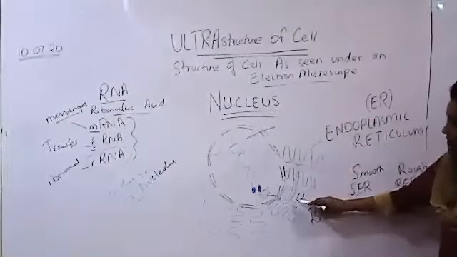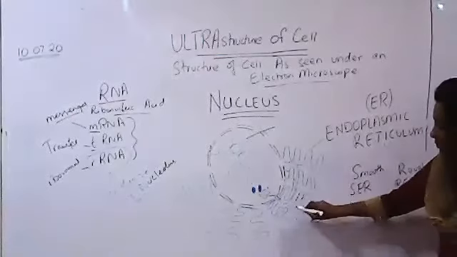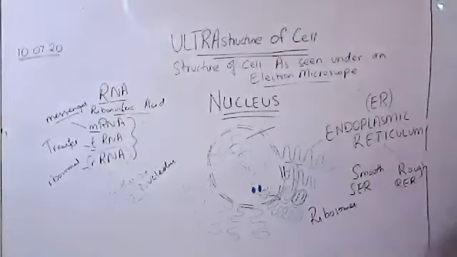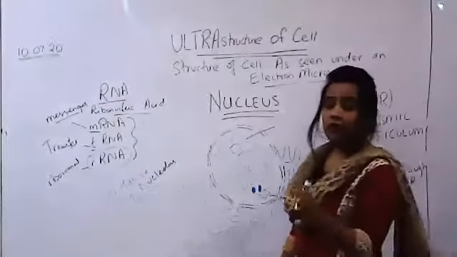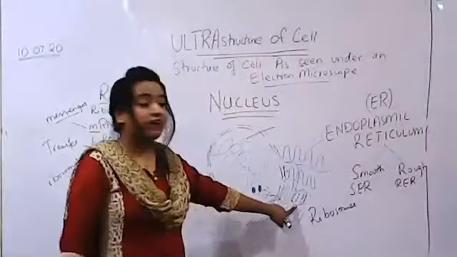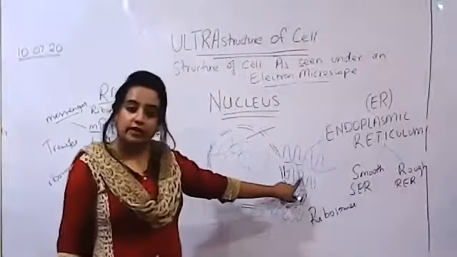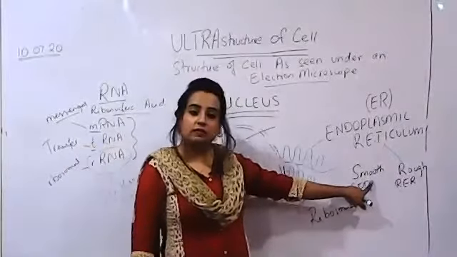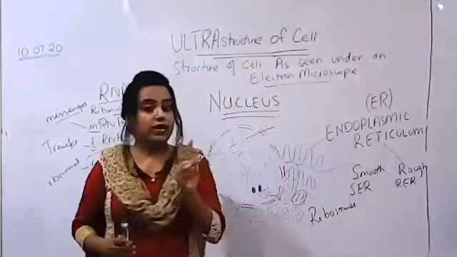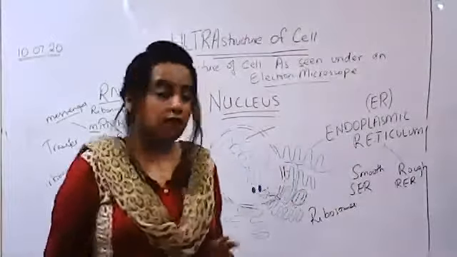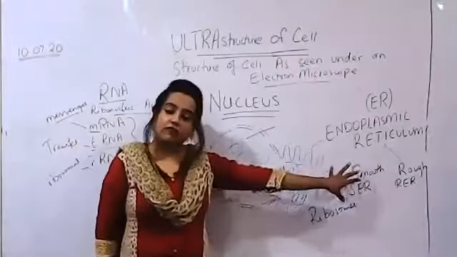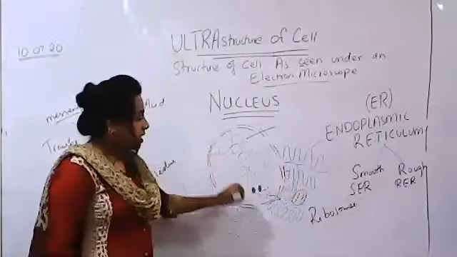Now, the surface of ER that contains ribosomes, this part of the ER is called rough ER, right? So, if ribosomes are attached to the ER, that specific area becomes rough ER. And where ribosomes are not attached, that specific area is termed as what? Smooth ER, right? So I told you that there are two types of endoplasmic reticulum, smooth ER and rough ER, right? What is the difference between smooth and rough ER?